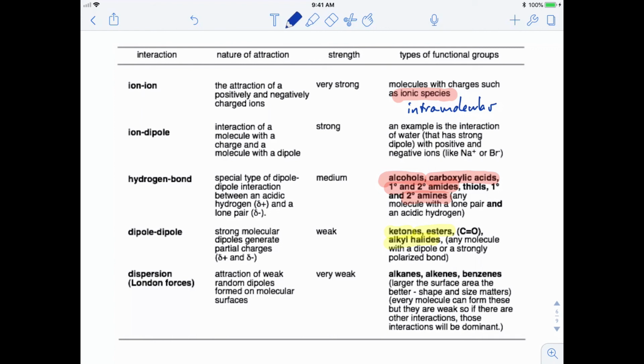Finally, secondly, dipole-dipole: ketones and esters with that carbonyl group. C double bond O is polar. Alkyl halides will also potentially have a dipole moment. And then dispersion forces, anything that has no polar bonds will exhibit dispersion forces. Everything exhibits dispersion forces. However, the shape and the size of that molecule are going to dictate what they look like.